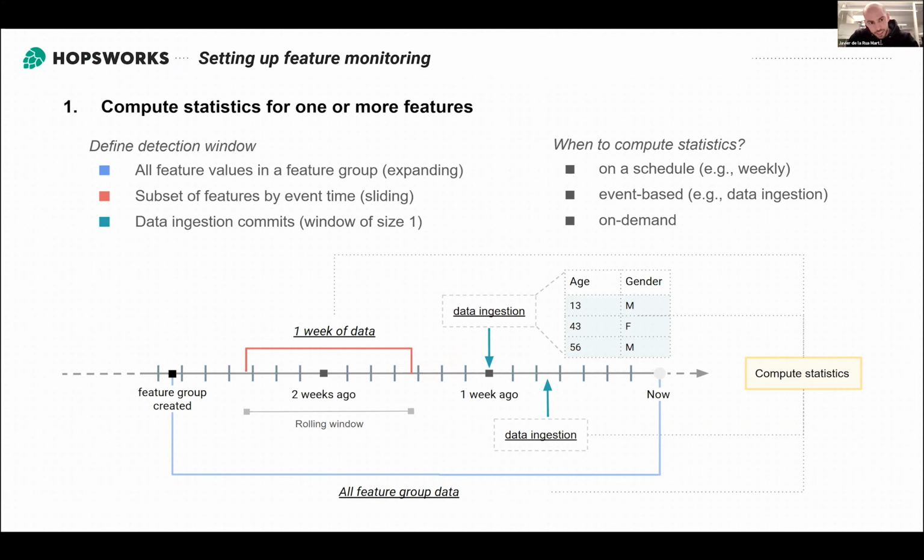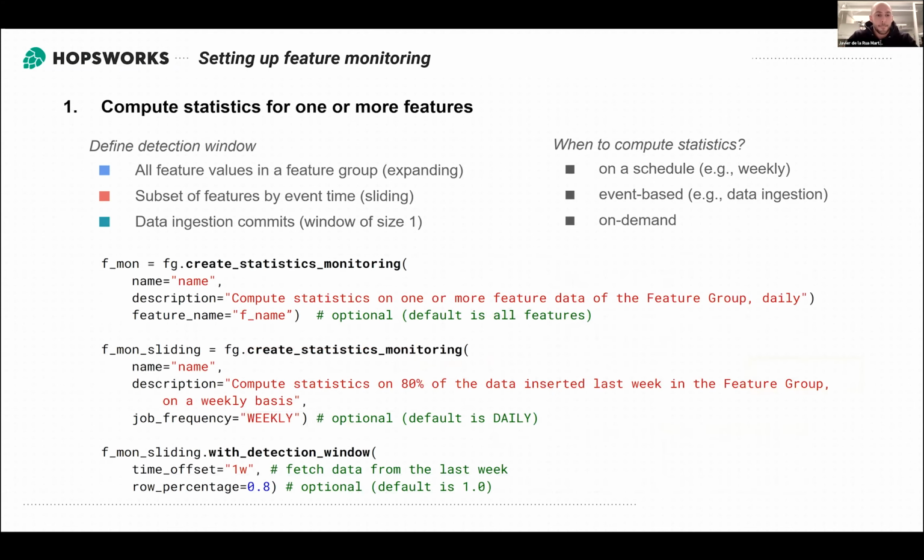Apart from that, once you define the detection window, you can specify when you want to analyze this feature data. It can be on a schedule, if you want to do it, for example, on a daily or weekly basis. It can be event-based, so, for example, when I just ingest new feature data, I want to get this feature data and compute the statistics on it. Or it can be on demand, which is basically pressing a button that will trigger the statistic computation.